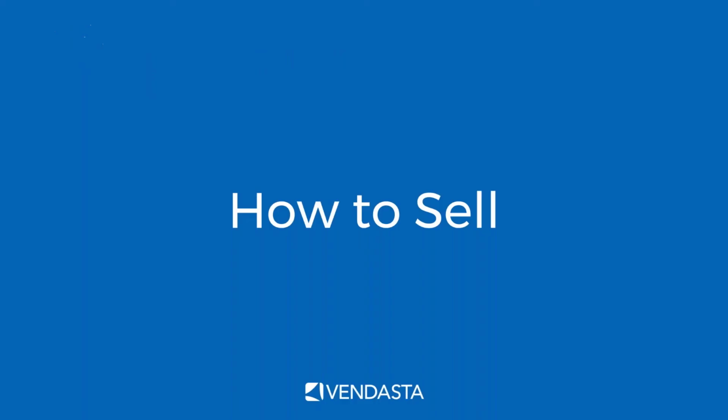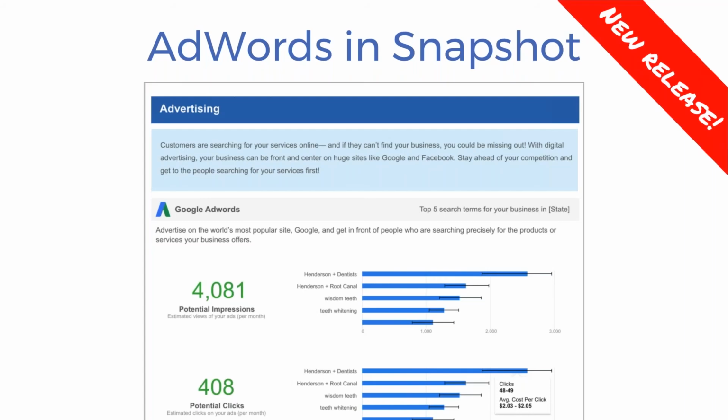for digital advertising. So how to sell? How do I go to market and actually promote that my agency is selling digital advertising now that we have Google AdWords and Facebook ads available? Well, what's really great is we've recently released the AdWords section in the snapshot report. If you guys have been using the snapshot recently, you may have noticed that there's a new section available right at the bottom, advertising.